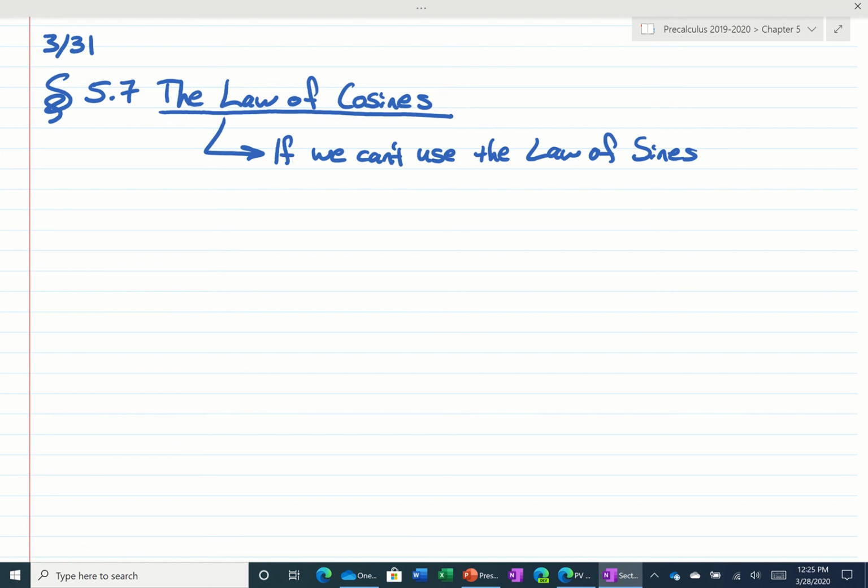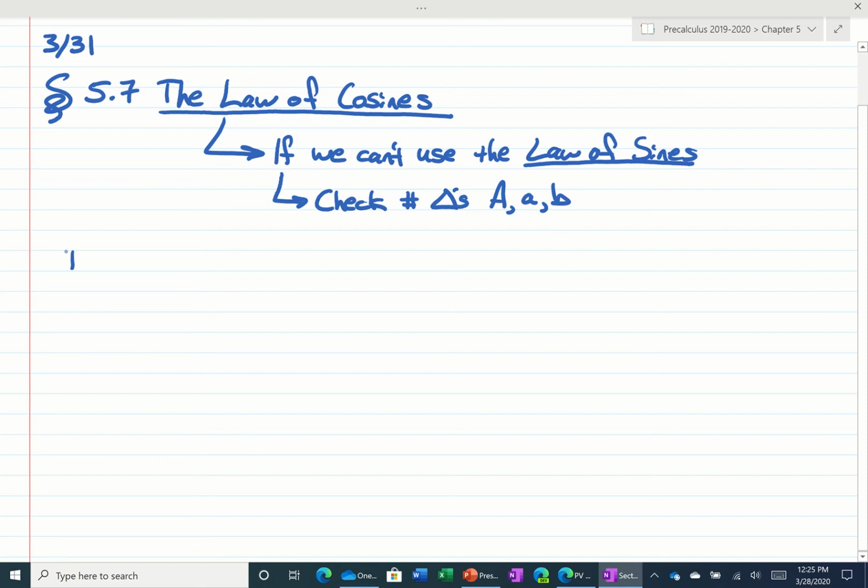With the law of cosines, there's no ambiguous cases, so you don't have to check for 0, 1, or 2 triangles. With the law of sines, we only check the number of triangles if you're given angle A and side B. That's only with the law of sines. With the law of cosines, it's not like that. So with the law of cosines, let me show you what the formulas are.